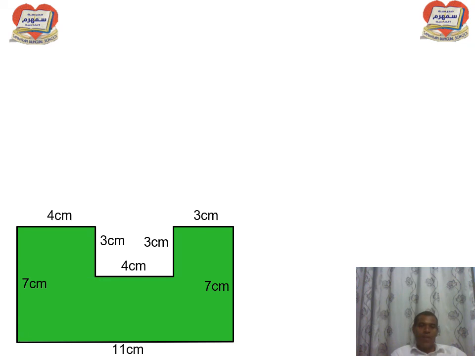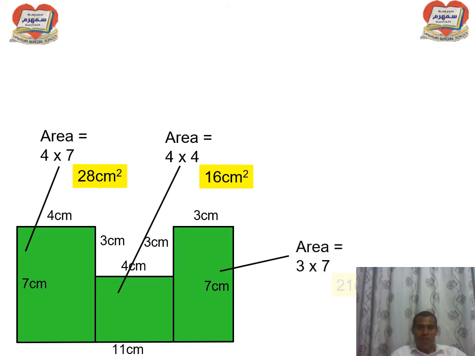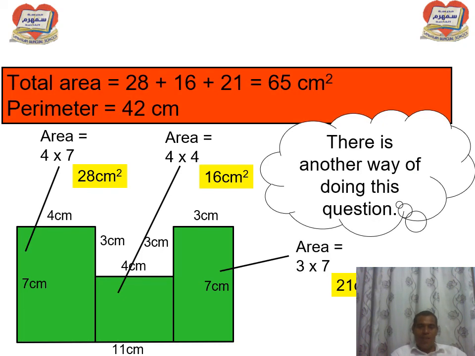Okay, now here you can divide this into 3 parts. This is rectangle number 1, 7 multiplied by 4, 28. This one is what? This is 3, you see, and the other side is 7. So 7 minus 3 gives us 4. So 4 multiplied by 4 is 16 centimeters squared. The second one is 3 by 7 is 21 centimeters squared.